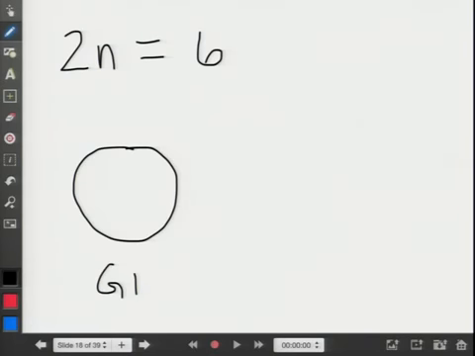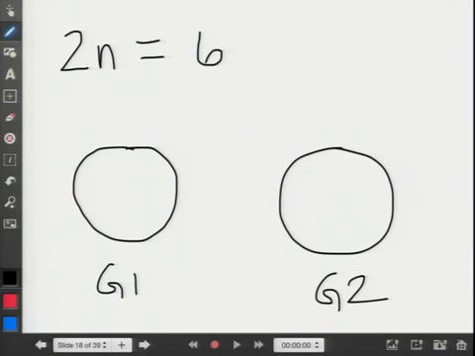and I want you to show me two cells. One of these in G1 and one of these in G2. As always, the unreplicated is the line, and the replicated is the X. So this is unreplicated, and this is replicated.